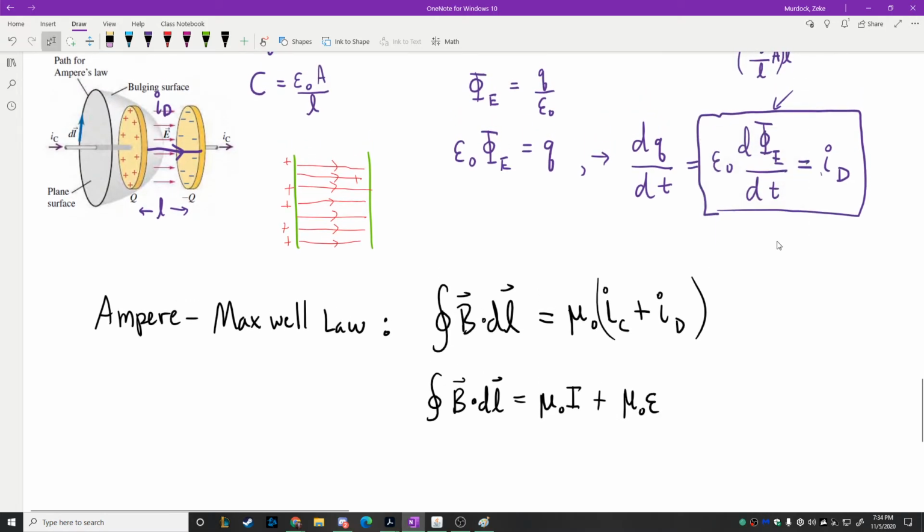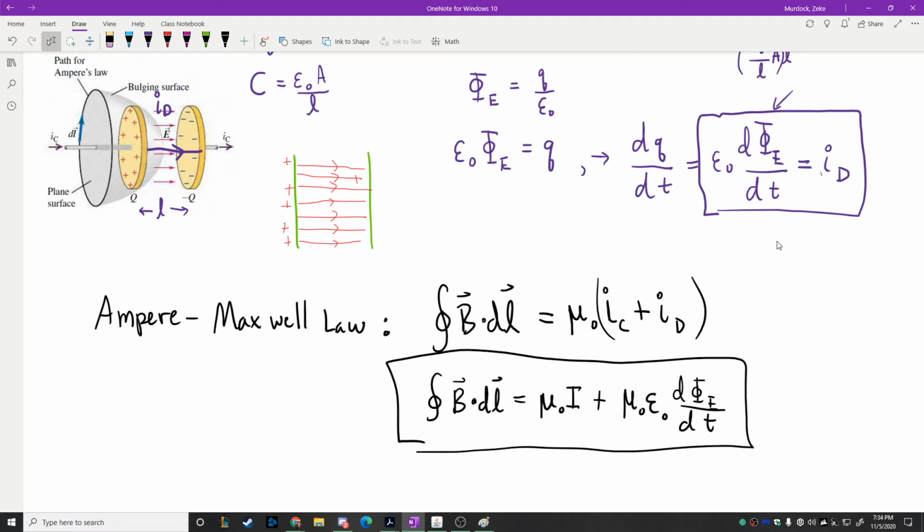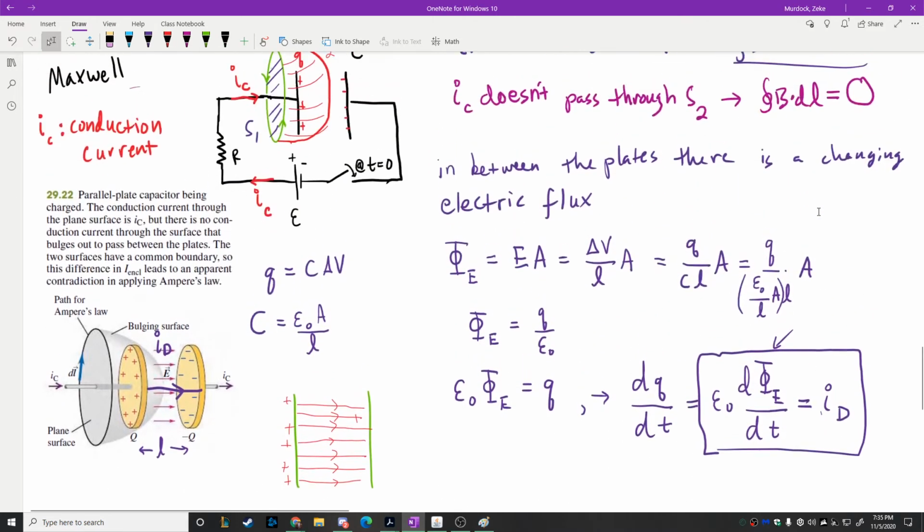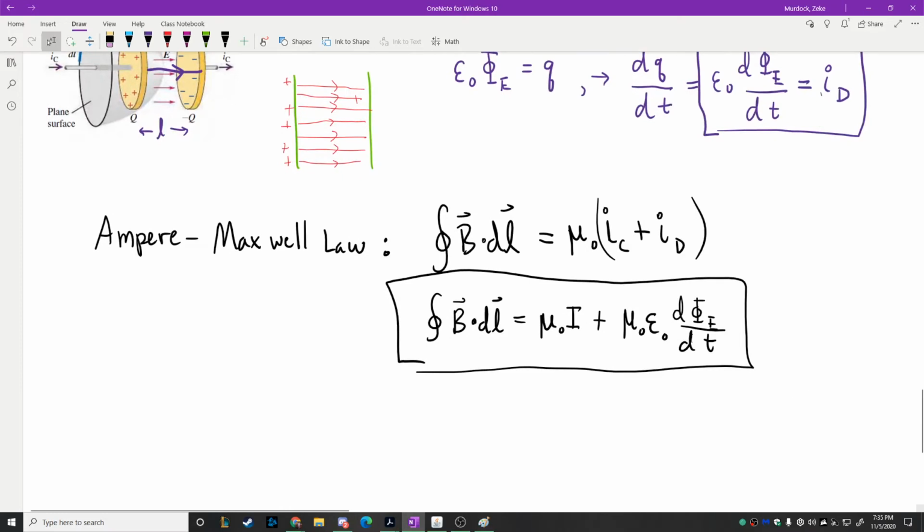So we do mu naught multiplied by epsilon naught, and then we put in here the time rate of change of the flux. And there is the full Ampere-Maxwell law, the final one of Maxwell's equations. It says when you do the integral of B dot dl, you get mu naught I plus, you have to include this term right here. Because if you don't, then you run into these contradictions like we said. And that term is called displacement current.